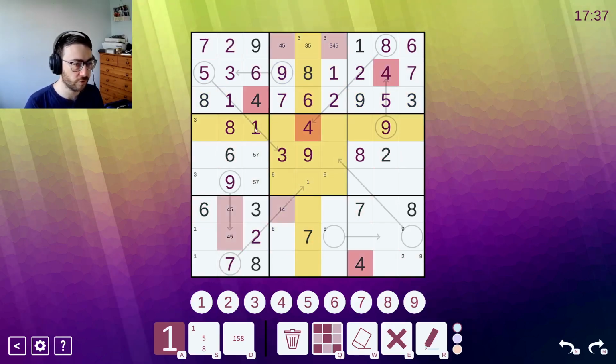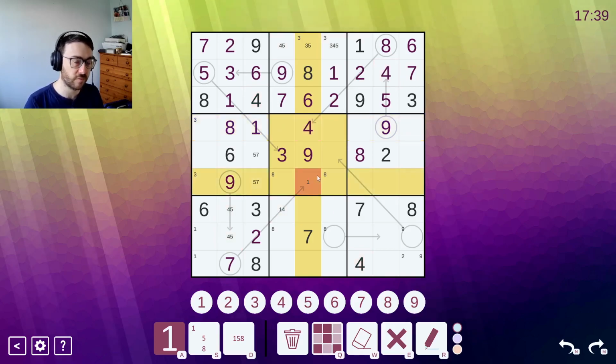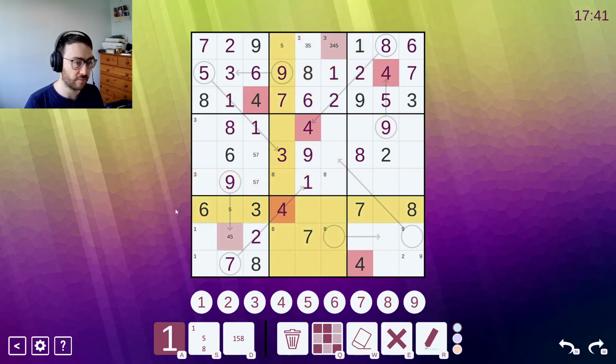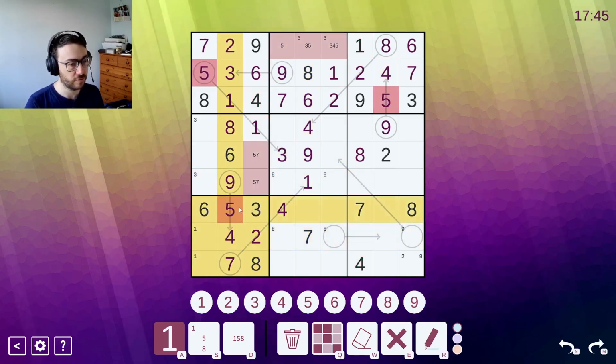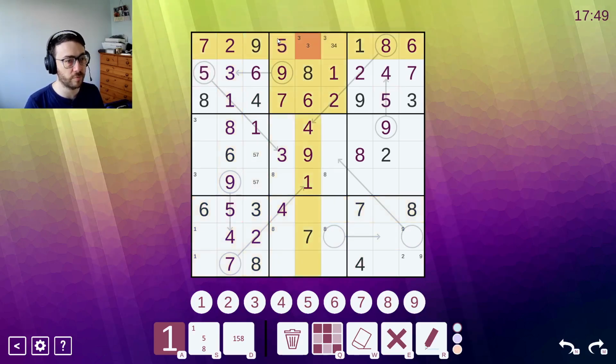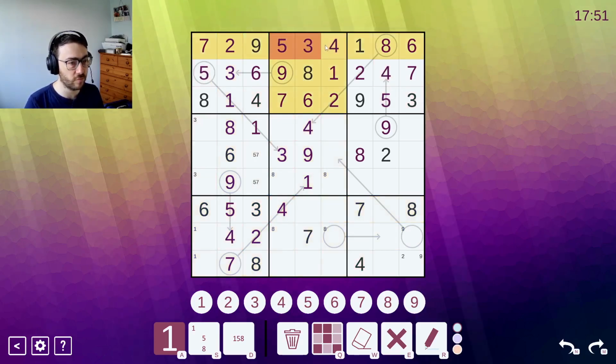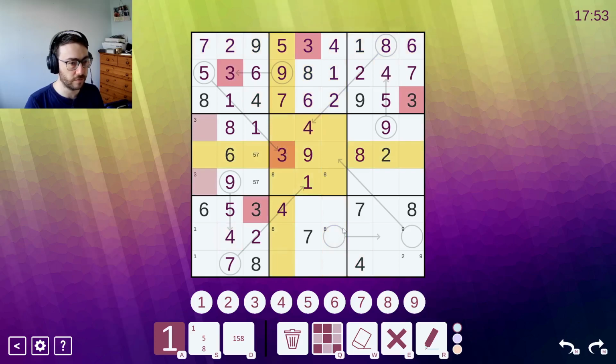I need a 4 to complete the 8 arrow. That gives me a 1 and a 4 down here. That gives me a 5 and a 4 resolved in that box, which is nice. Okay, and this triple up top has been sorted out, so that's 5, 3, 4 in that order as well.